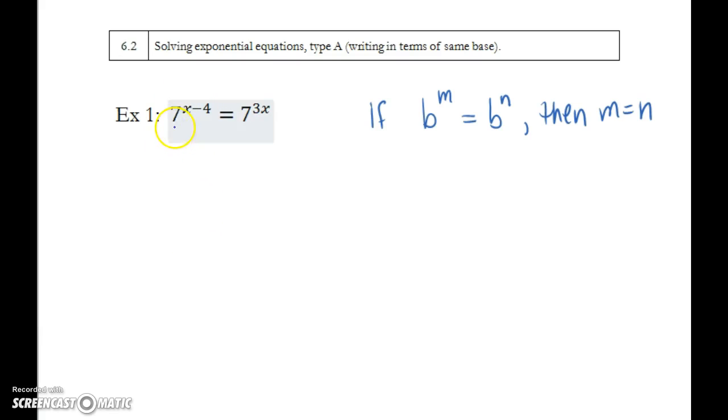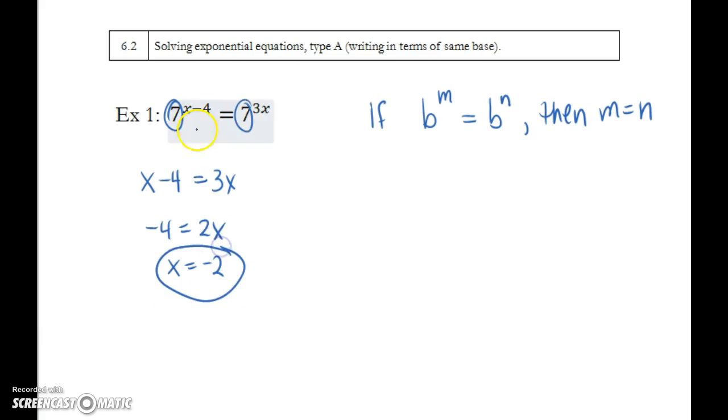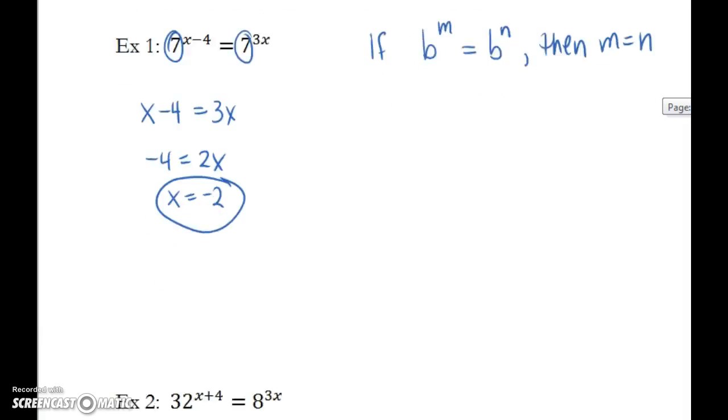So here we note that we have equal bases. They are both 7. So if our bases are equal, our powers are equal, we consider exponents equal to each other. And now we're going to solve for x. So I can subtract x from both sides and divide by 2. We get x equals -2. If you want to, you can go back, plug your answer in, just make sure that you are correct.